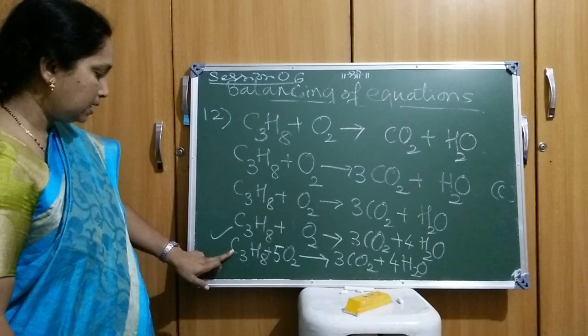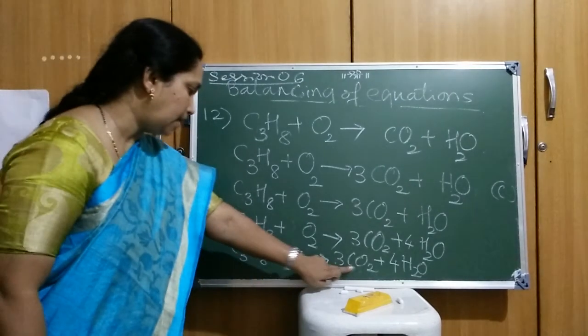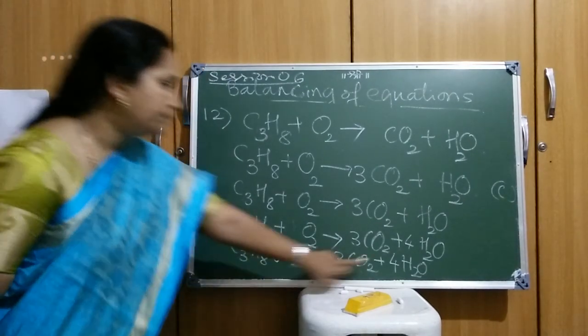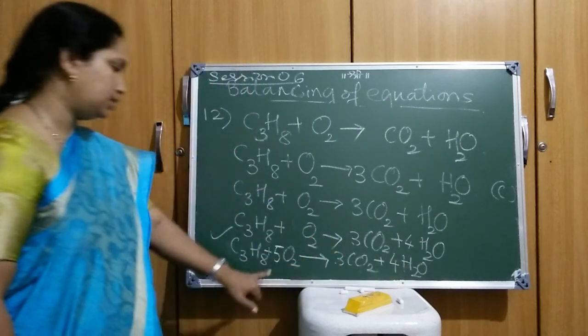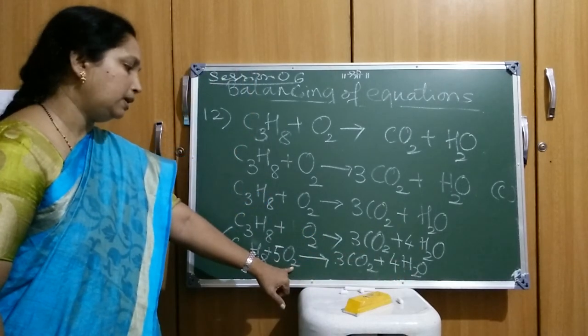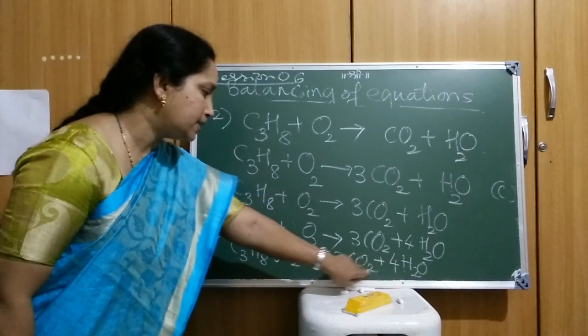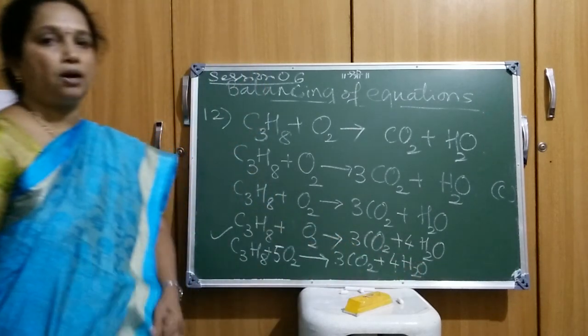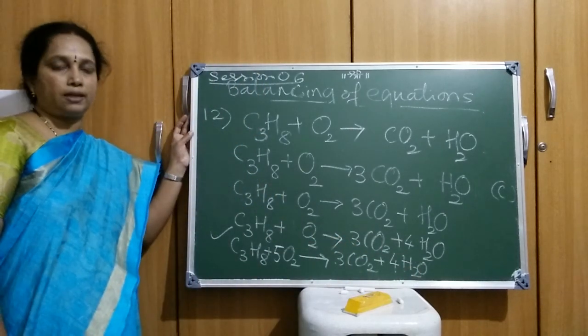You can see that C3, that is 3 carbon is here, H8, 4 2s are 8 hydrogen is there, 5 2s are 10 oxygen, 3 2s are 6 plus 4, so altogether 10 oxygen are there.